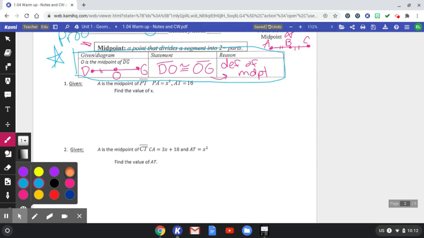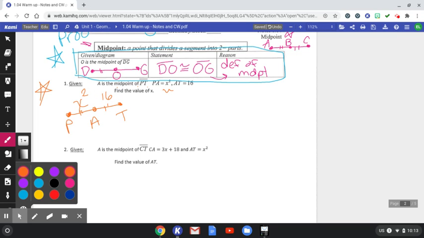Looking at a few examples with our midpoint. Given A is the midpoint of PT, we're going to start with a picture. So as we read the words, we need to kind of formulate a diagram in our heads. Writing it down is helpful. So A is the midpoint of PT. So we know PA and AT are equal. If PA is represented by x squared, AT is represented by 16.